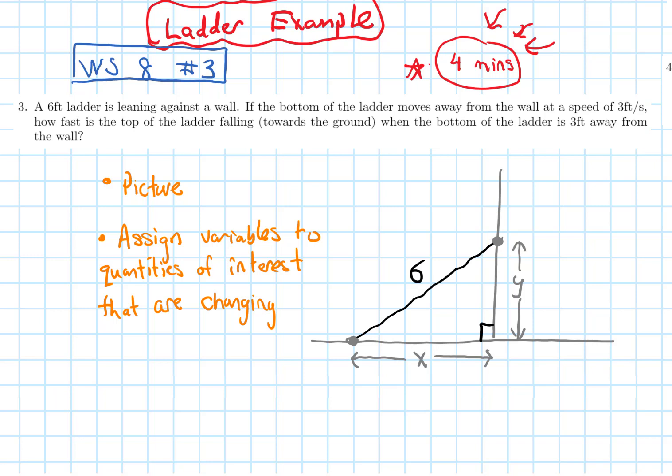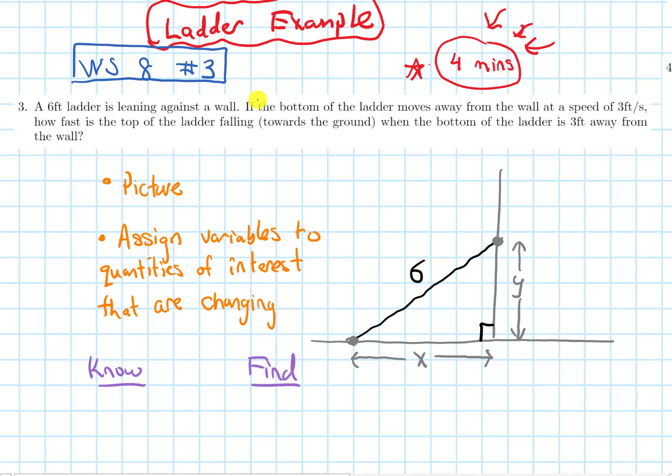And I care about those distances because the problem tells me something about the bottom of the ladder and how quickly that's moving away from the wall. So that relates to this horizontal distance. And it's asking me something about how fast the top of the ladder is moving, and that relates to this vertical distance. Okay, so our next step is we write down the rates that we know and the rate that we want to find.